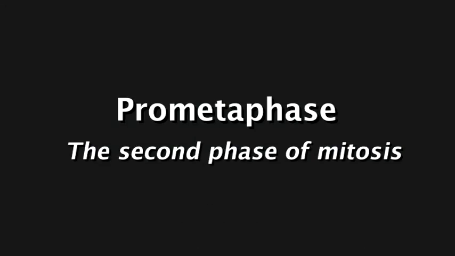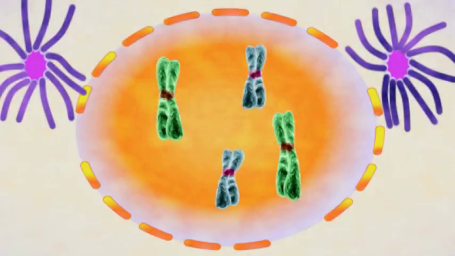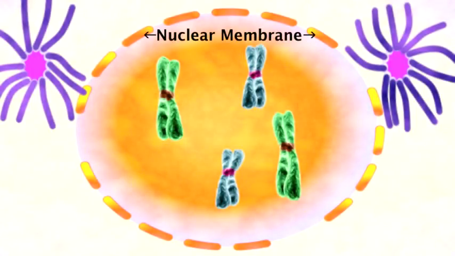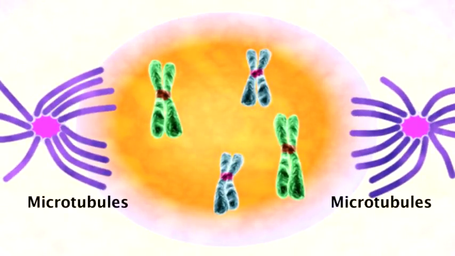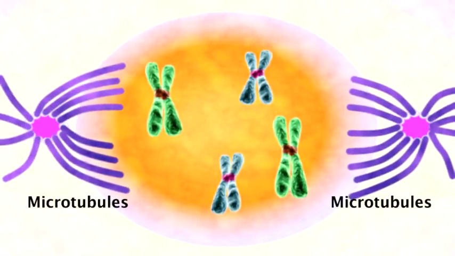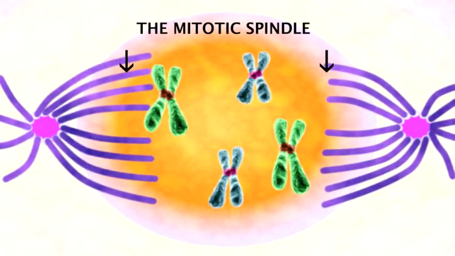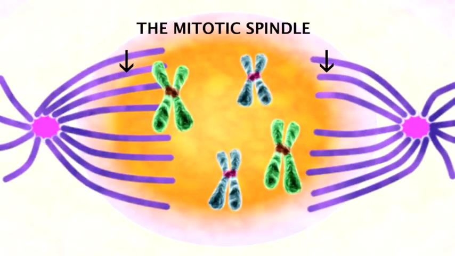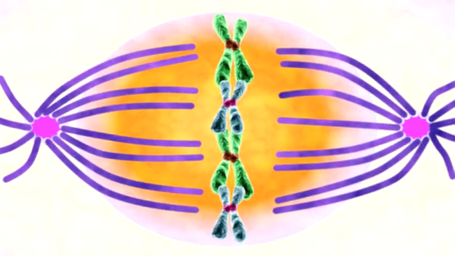Prometaphase is the second phase of mitosis. During the early part of prometaphase, the nuclear membrane disintegrates as elastic microtubules grow out from the centrosomes, forming a unique structure called the mitotic spindle. In typical cells, the complicated events of prophase and prometaphase take about 30 minutes to complete.